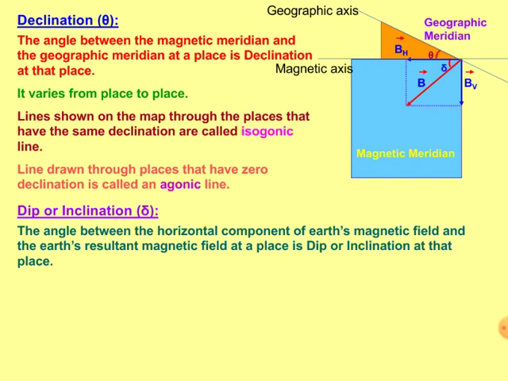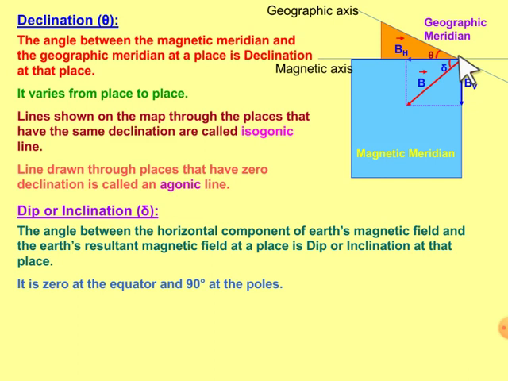Now let's see. This angle of dip is 0 at the equator and 90° at the poles. If you go toward the equator, the angle of dip will keep on decreasing, and at the equator the angle will be 0. That means your compass needle in the vertical plane will come up and lie in the horizontal direction like this. Got it? So the angle of dip will be equal to 0 at the equator.